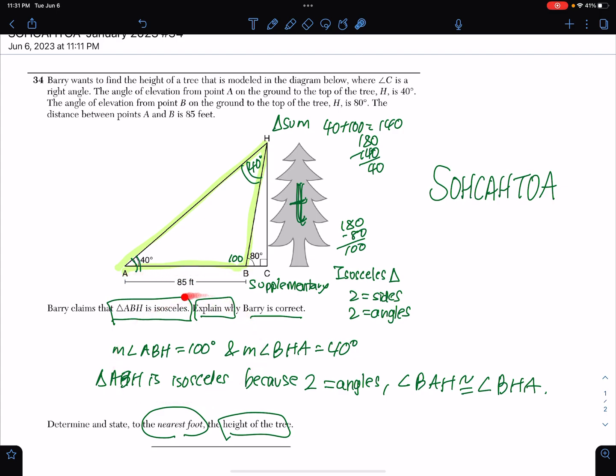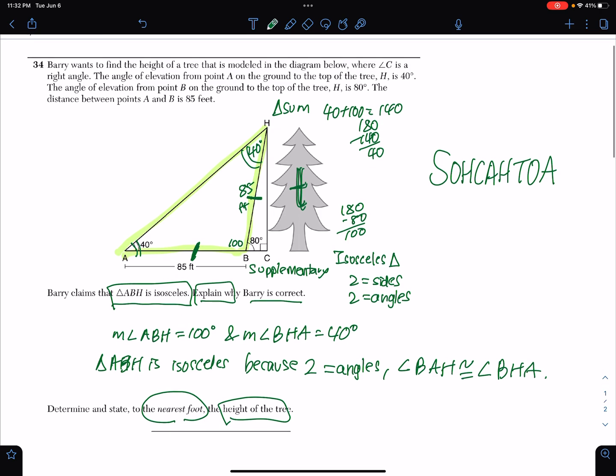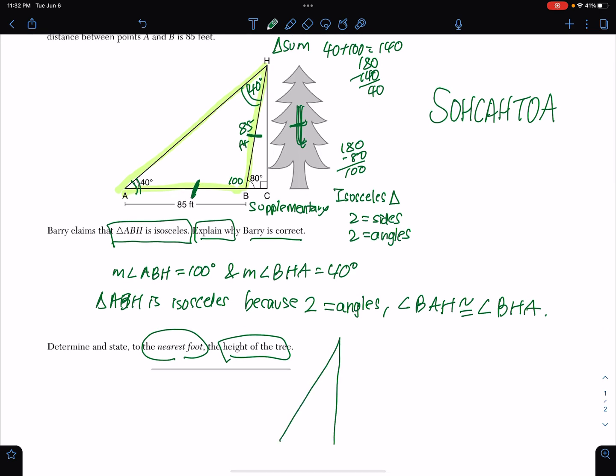Based on what we just did over here, remember, two equal angles means two equal sides. So the side that corresponds to this angle is going to be congruent to the side that corresponds with this angle. So if this side was 85, this side is also 85 feet. So to make this a little bit easier, I'm just going to focus on the little right triangle that we see here on the right side, and just copy down the important information I have. And remember, the goal is to find the height of the tree.